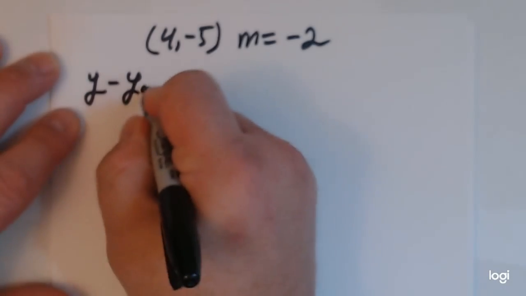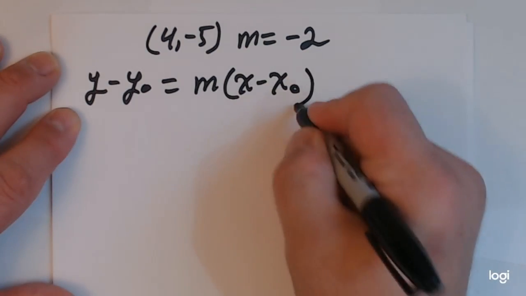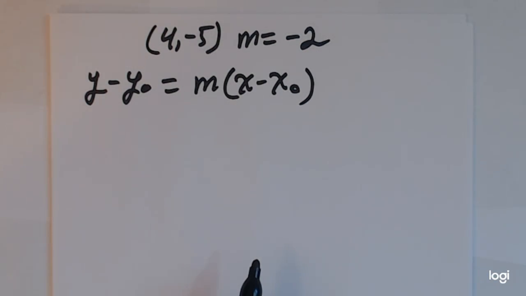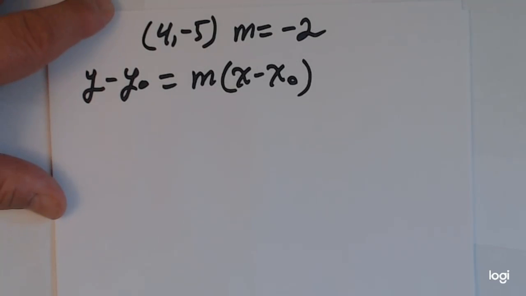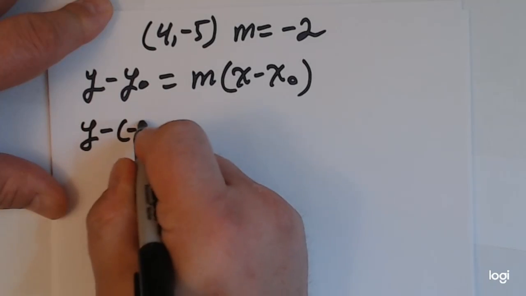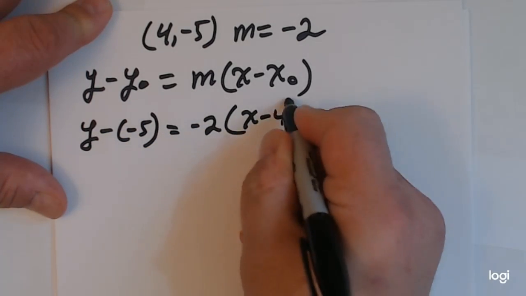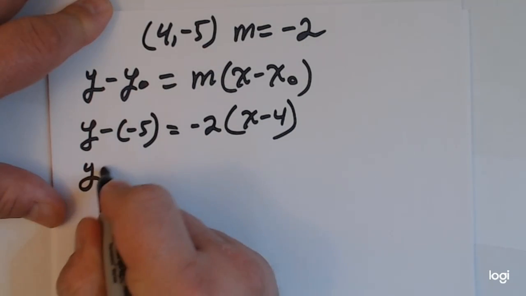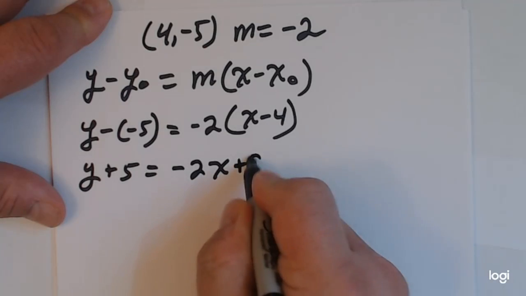So y minus y naught is equal to m times x minus x naught. Oh, I've been using y sub 1 and x sub 1. Well, changed it up a little bit. I'm using y naught and x naught in this one. Doesn't matter. So we have y minus negative 5 is equal to negative 2 times x minus 4. So we get y plus 5 is equal to negative 2x plus 8, right?